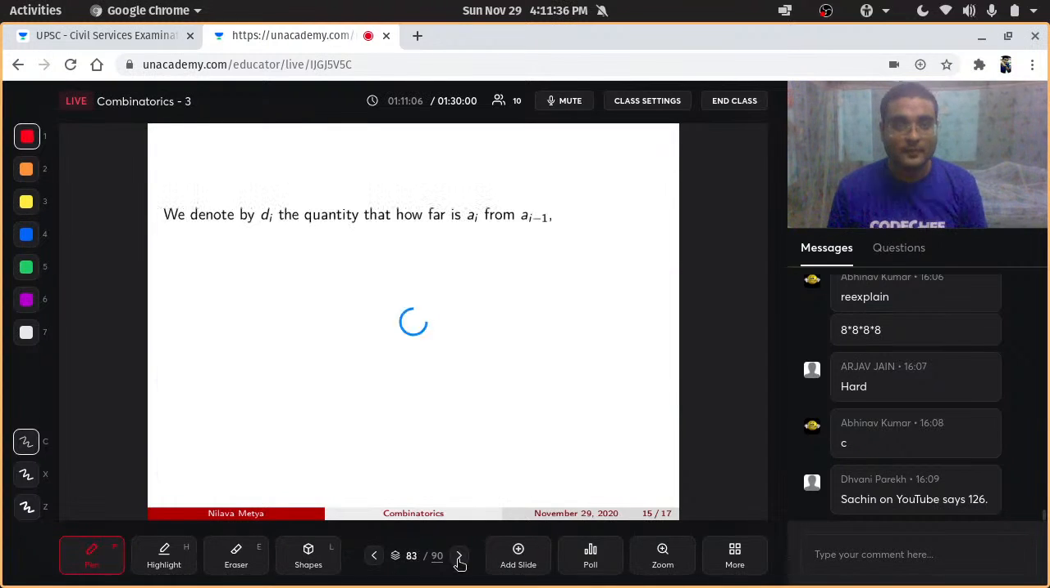All right. So we denote by Di the quantity that says how far Ai is from A(i-1). So that is how far A1 is from A0, how far A2 is from A1. So I have A0, and I am putting it as 0. Then I have A1 after some distance D1. And then I have A2 after this distance D2. So this is my A2. And then A3 after distance D3, and so on.